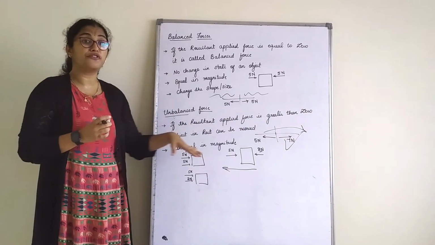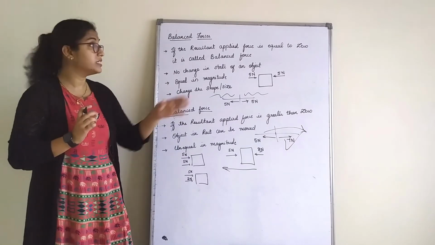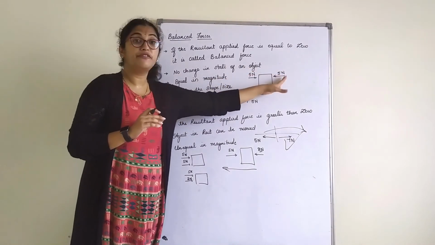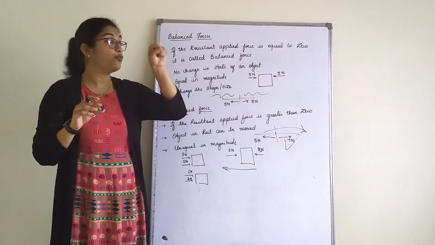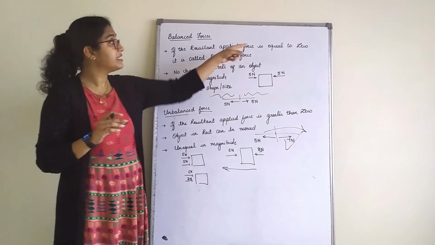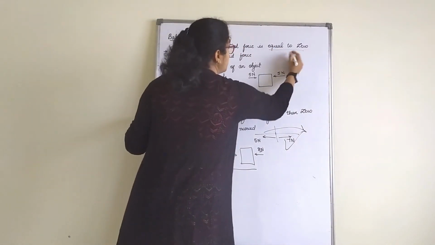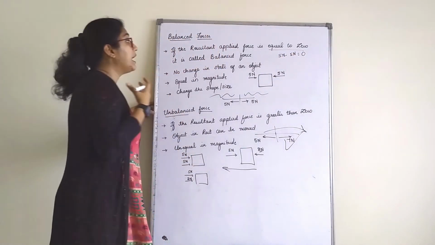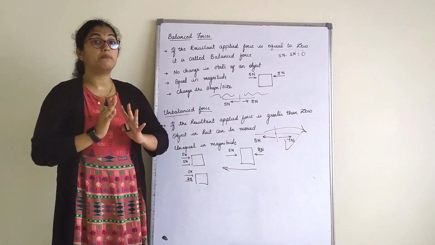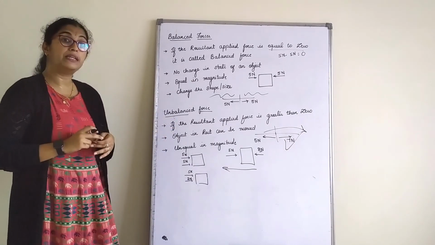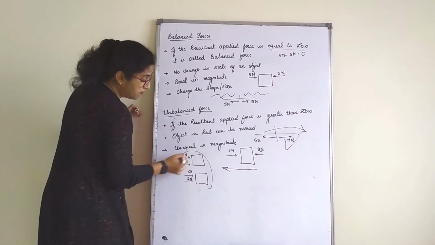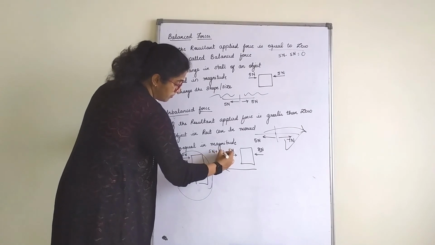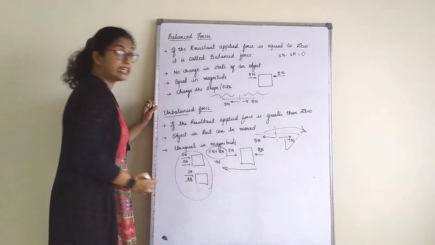So what we conclude from this is, in balanced forces, the forces are subtracted. Correct? 5 Newton from here, 5 Newton from here, subtracted, we got 0. That is why we say the force is equal to 0, because we are subtracting the forces here. What is happening in the unbalanced force? In the unbalanced force, the forces are being added. So the object can move easily.